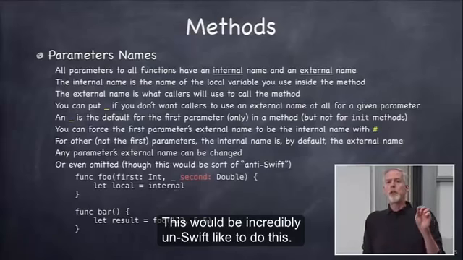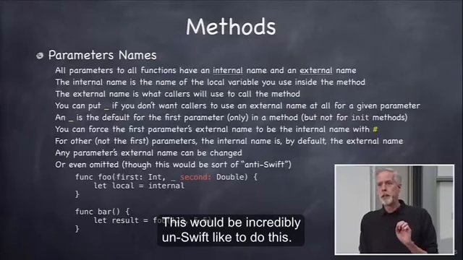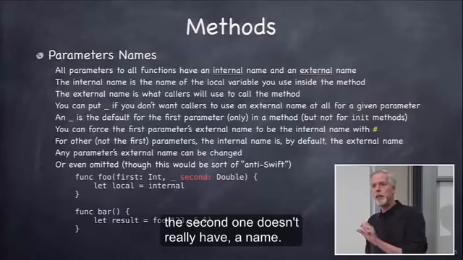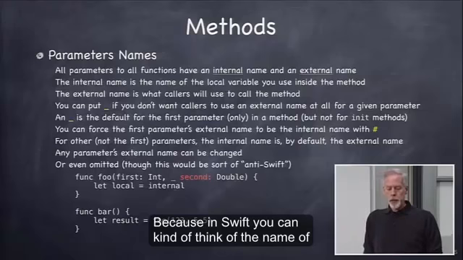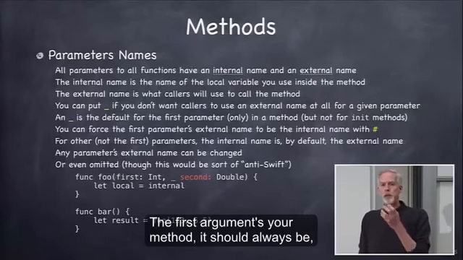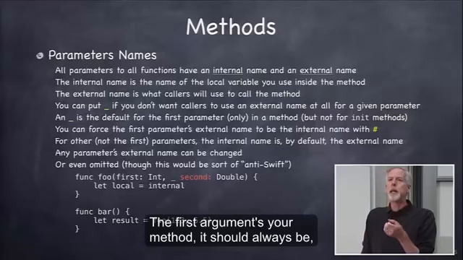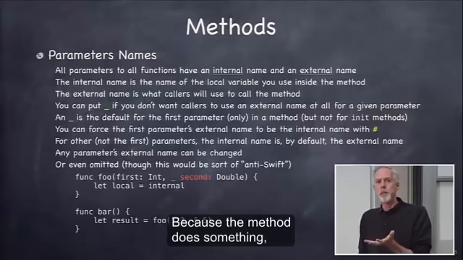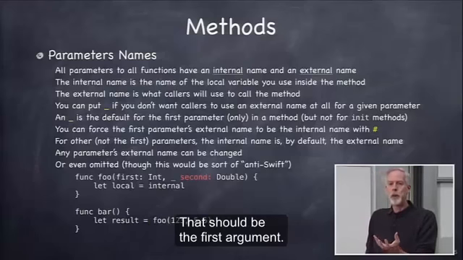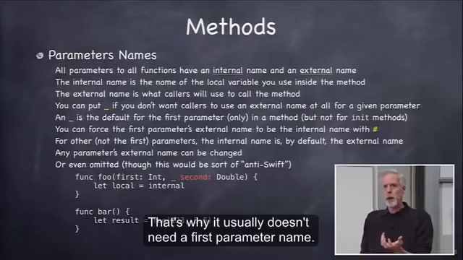This would be incredibly un-Swift-like, to have a function like this that takes two arguments and the second one doesn't really have a name. Because in Swift, you can kind of think of the name of the method as describing what the first argument is. The first argument to your method should always be kind of obvious based on the name of the method, because the method does something, it operates on something. That should be the first argument. That's why it usually doesn't need a first parameter name.